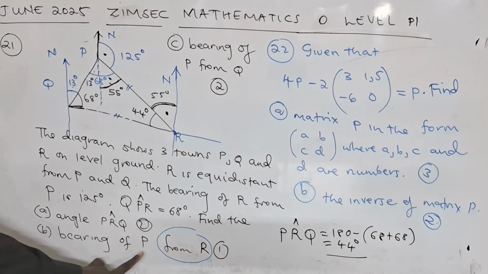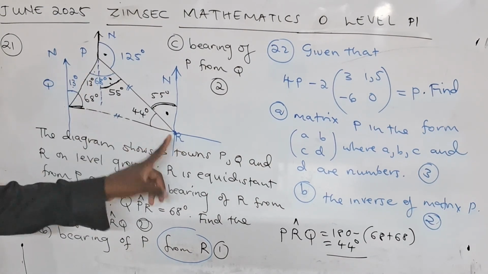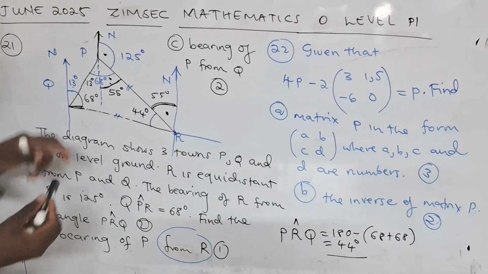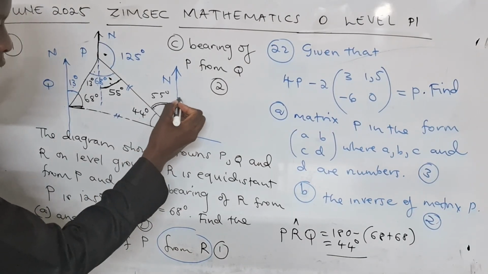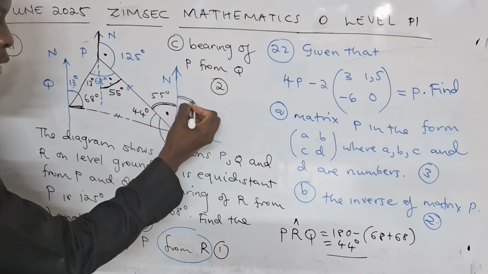Now, what is the bearing of P from R? You want to find the bearing of P from R, so you come to R likewise. So the bearing of P is nothing but this angle.